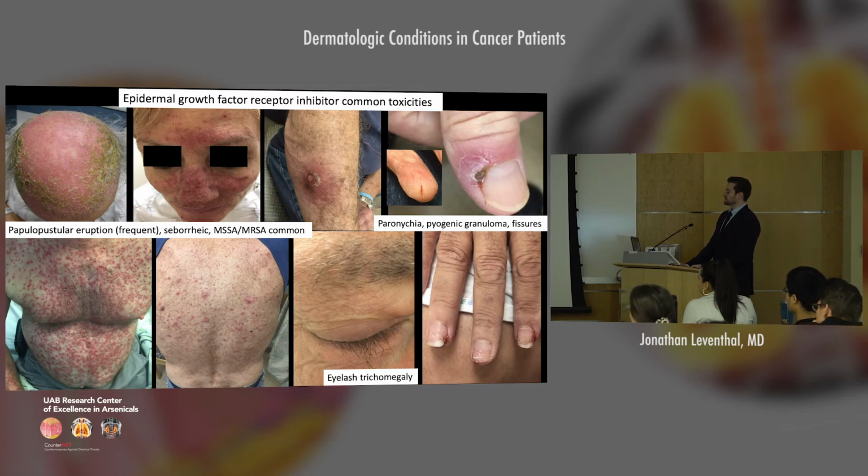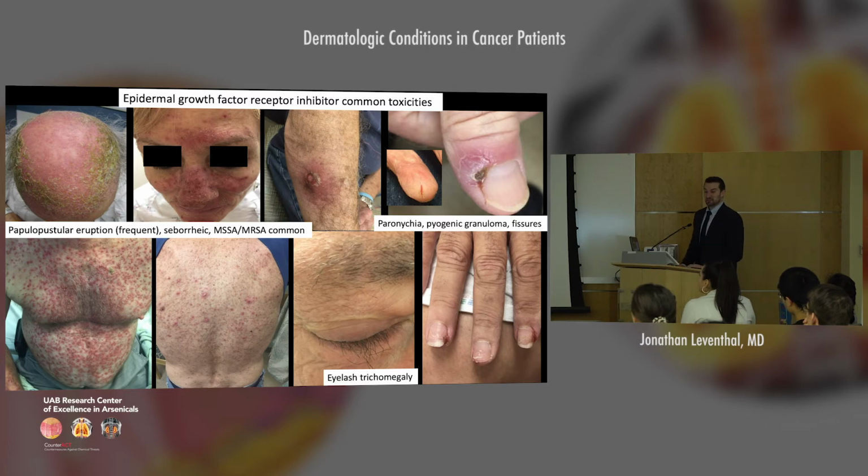This is a very severe presentation on the chest and abdomen that required prednisone. This is a more typical presentation, scattered papules and pustules. Occasionally you can get crusting with lots of staph colonization. Occasionally I see patients develop abscesses or infectious complications. Nail changes are really common from targeted chemo, paronychia, and classically pyogenic granulomas can occur. They're very painful, and patients can develop very painful cracks and fissures on their fingers.